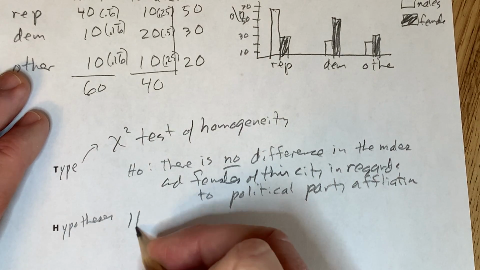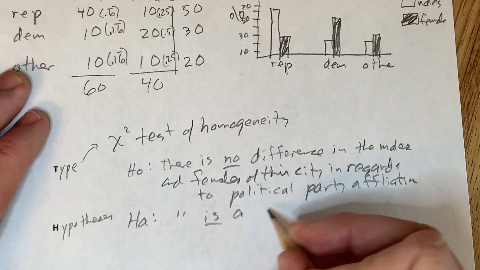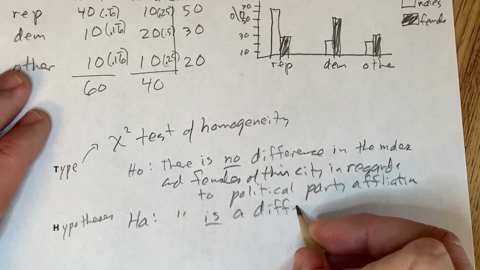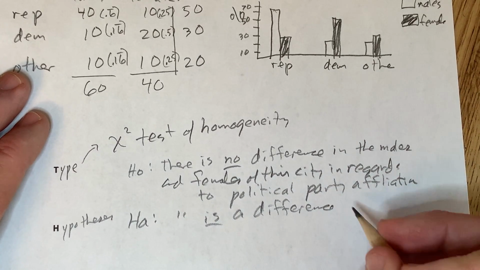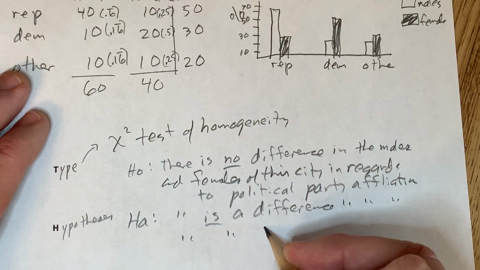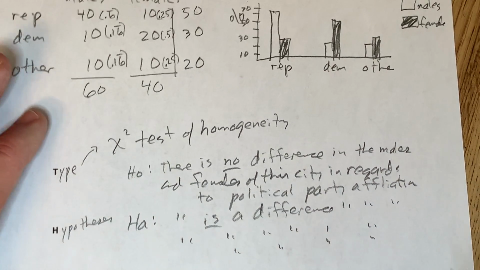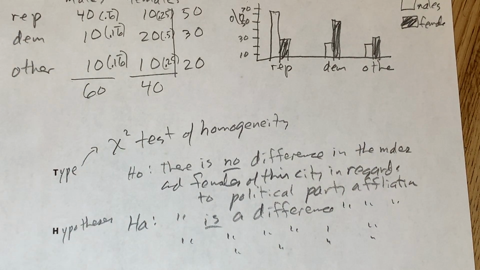Now, the alternative is going to be that there is a difference. You can certainly use ditto marks here. That's perfectly fine. Try to write it maybe a little bit neater than I did there. City in regards to political party affiliation. So that's in essence always going to be your null and alternative hypothesis.